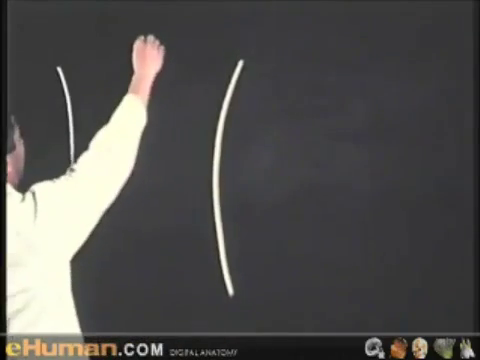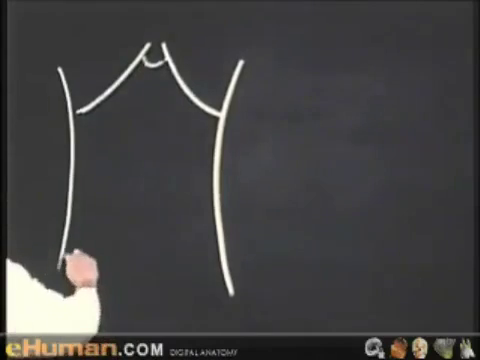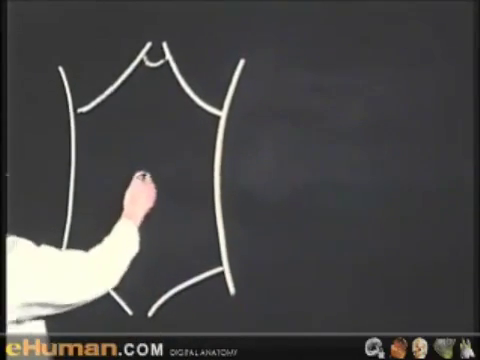Now, what I thought we would do is build up the anterior abdominal wall on the blackboard with colored chalks. First of all, we want to just have the outline of the anterior abdominal wall, putting in the costal margin here and the xiphoid process, and indicating the position of the inguinal ligaments there, and the umbilicus.